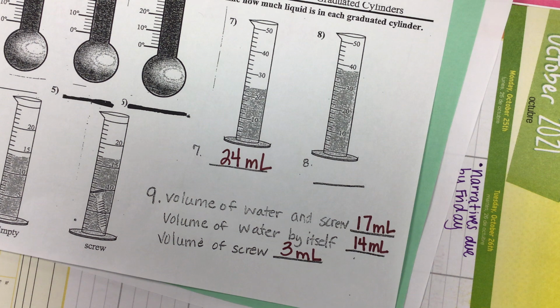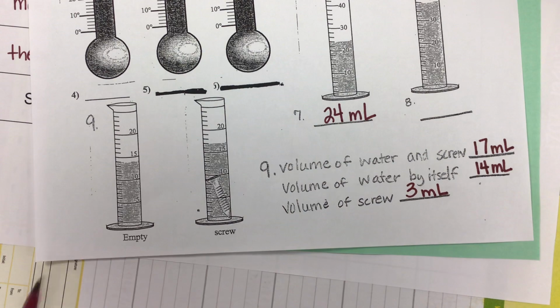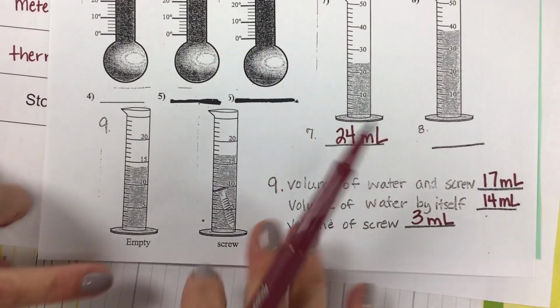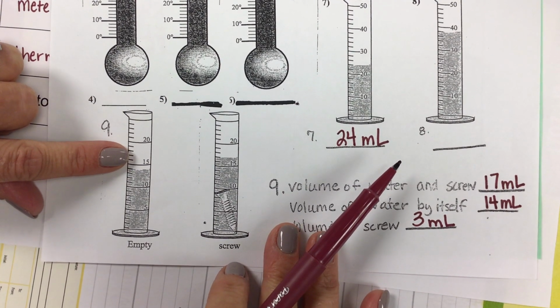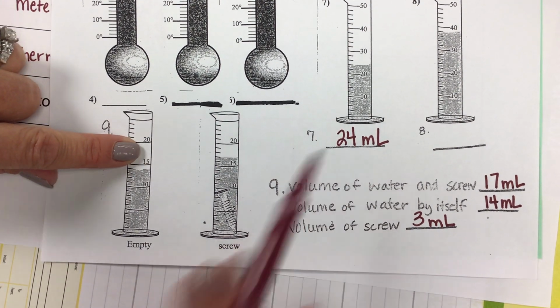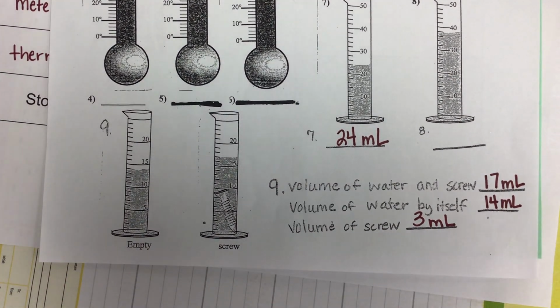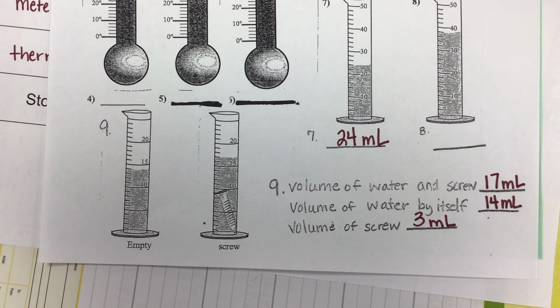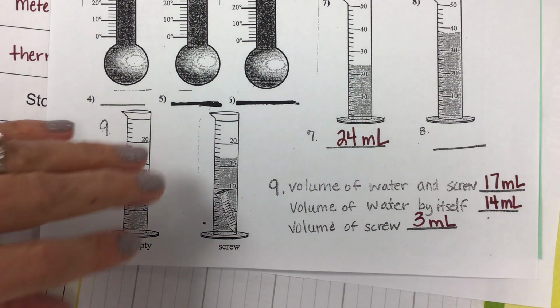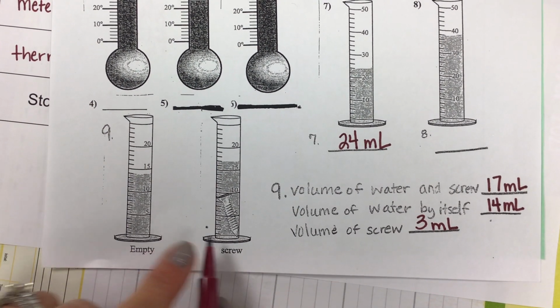When it says the volume of the water and the screw, couldn't it be the empty water plus the screw? Yes. No. They're showing you, remember that's finding volume by displacement. And remember we did this with a marble. And we put water in our graduated cylinder. And we measured how high the water was. And then we put our marble down in there and we measured how high it went up. And that was the volume of the marble by itself.